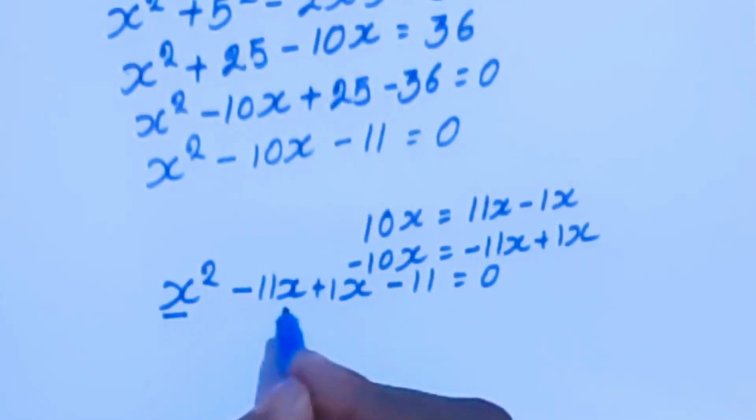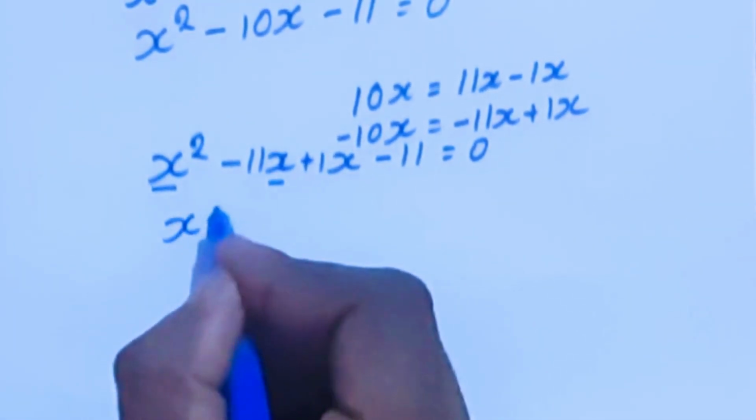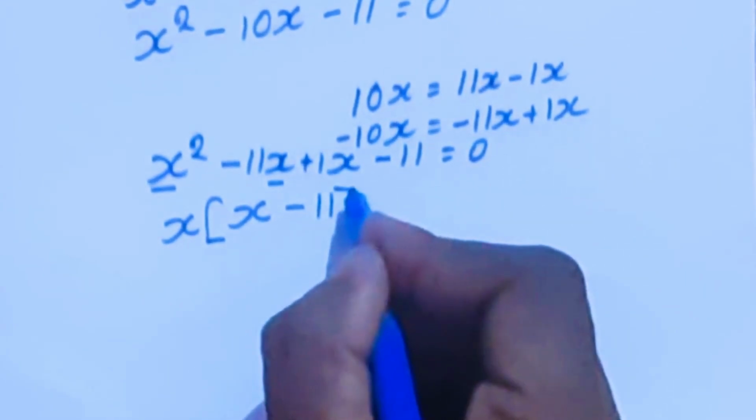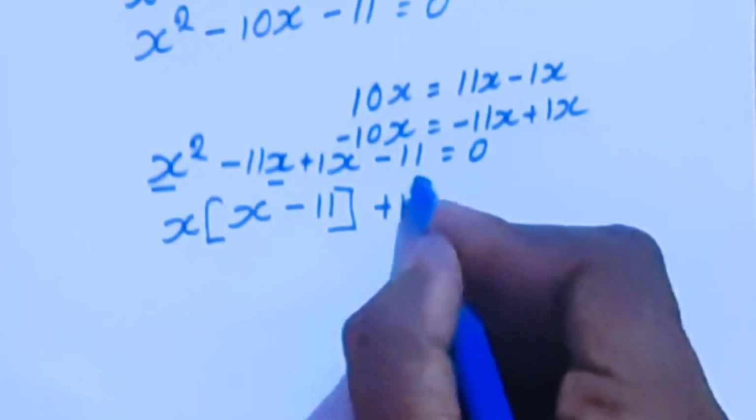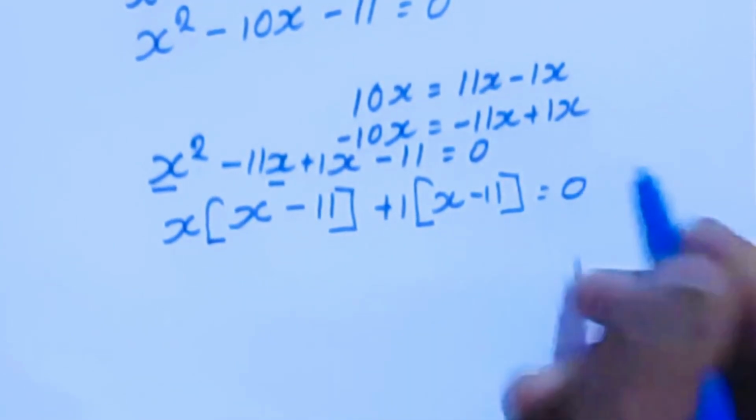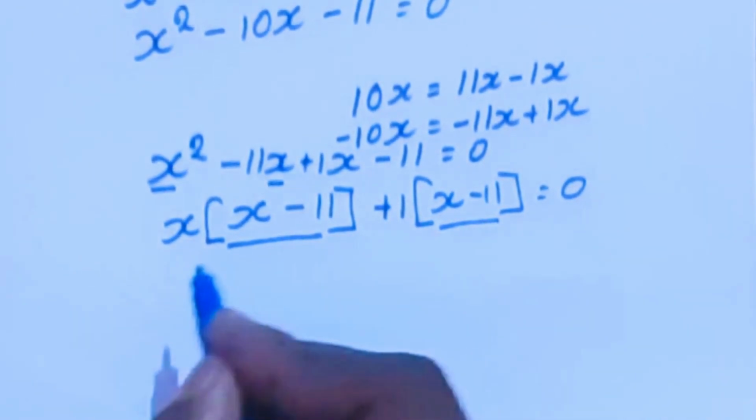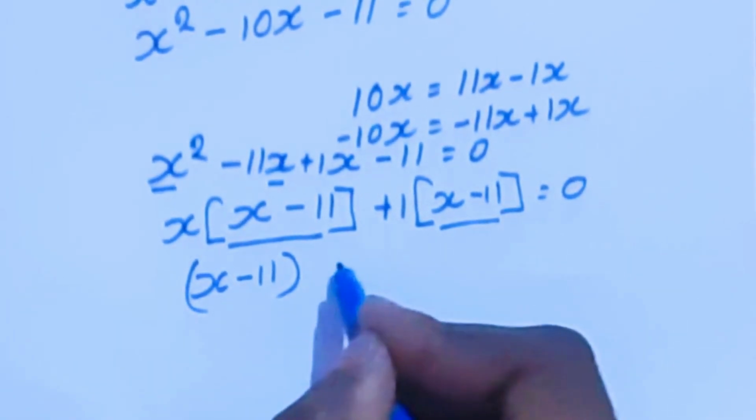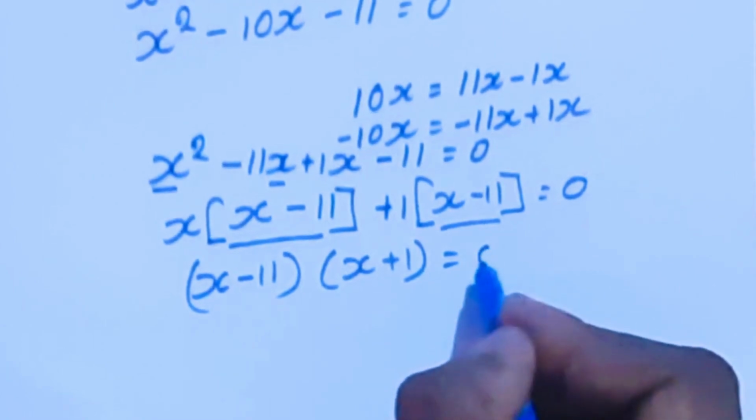Now we are going to take x common from this, so x open bracket x minus 11, here we are taking 1 common from this, so x minus 11 equal to 0. Now x minus 11, we are going to take common, so (x minus 11), same way here, (x plus 1) equal to 0.